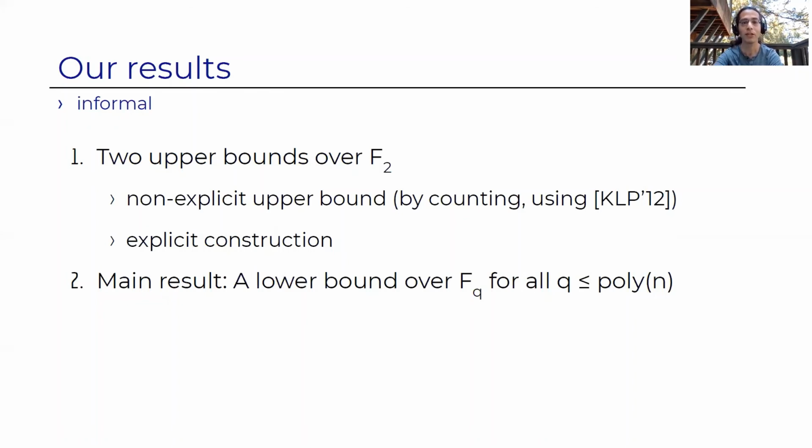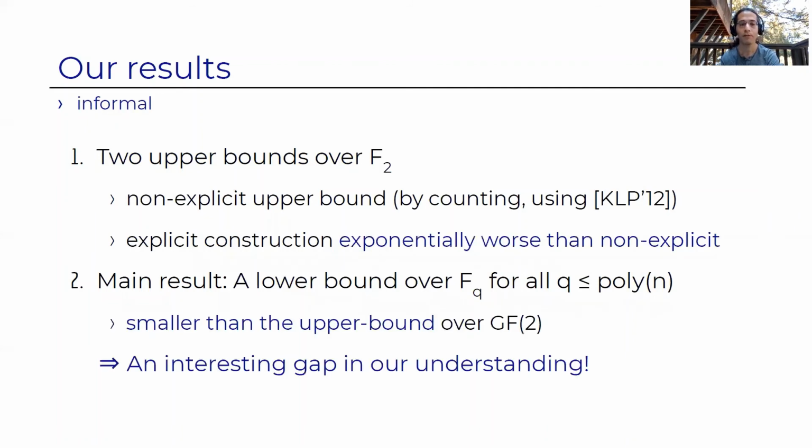And the thing is that there are large gaps in this slide. First, in the upper bounds, the explicit construction is exponentially worse than the non-explicit upper bound. And our lower bound is smaller than the upper bound, even than the non-explicit one, over GF2. So this leaves a large and interesting gap in our understanding of the problem. Essentially, we get non-trivial upper bounds, explicit and non-explicit. We get a lower bound, which is non-trivial, it's our main result, and there are gaps between them, and we really don't fully understand the problem yet, which is excellent. This is a problem to consider.